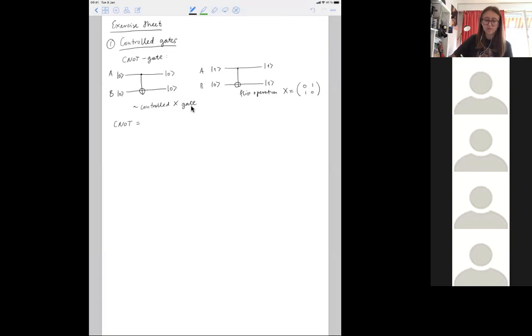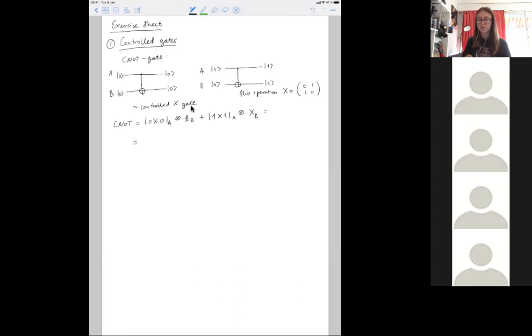So as I said, if the first qubit is in state 0, nothing happens. So if it's in a 0 state, then we apply identity on the state of the second qubit. If it's in the 1 state, then we flip the state of the second qubit. So we apply operation X on qubit B.